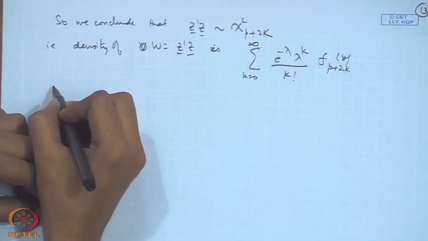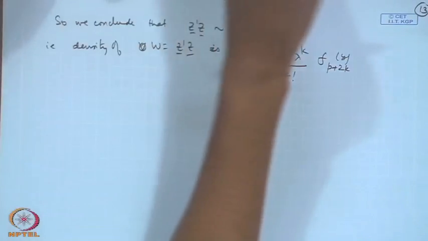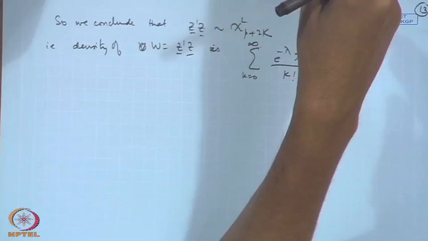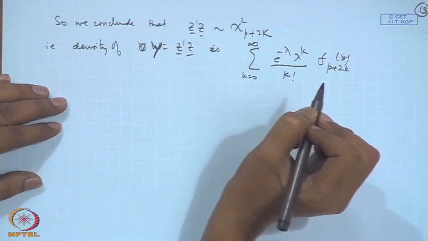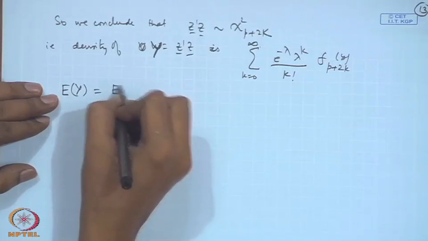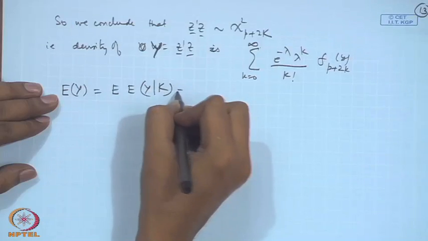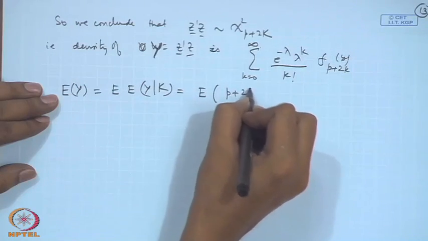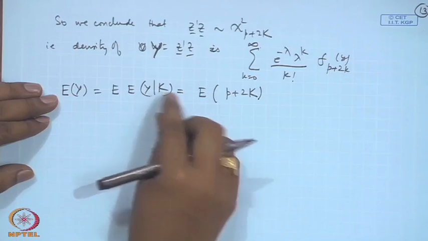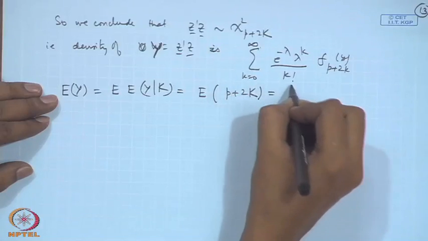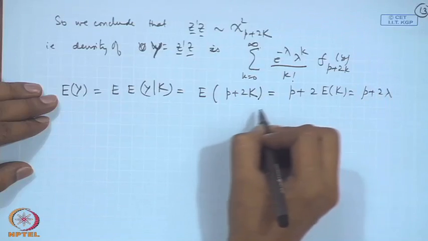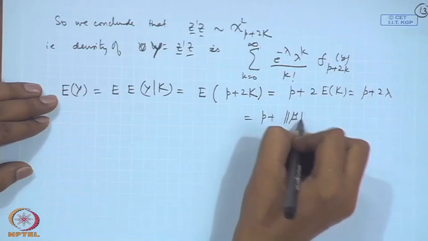We can look at some elementary properties. For example, we have written actually y is equal to x prime x. Now, x prime x is equal to z prime z. So, this is actually the density of y. If we consider the expectation of y, we can write it as expectation of the expectation of y given k, that is equal to expectation of p plus 2k. Because for a chi-square distribution, if k is given, then it becomes central and the mean is equal to the number of degrees of freedom. That is equal to p plus 2 expectation of k, that is equal to p plus 2 lambda, that is equal to p plus norm of mu square.